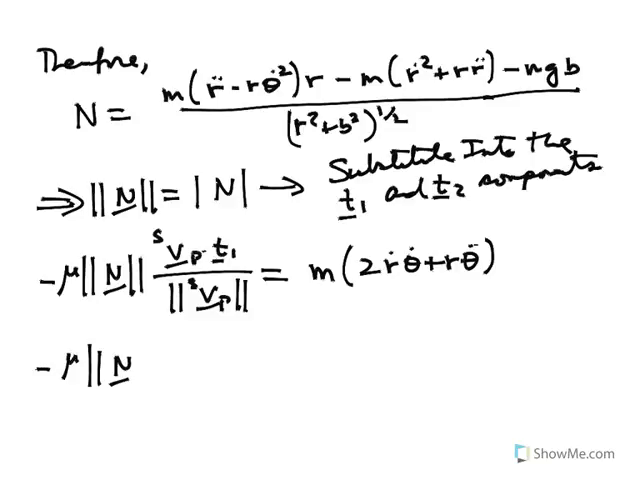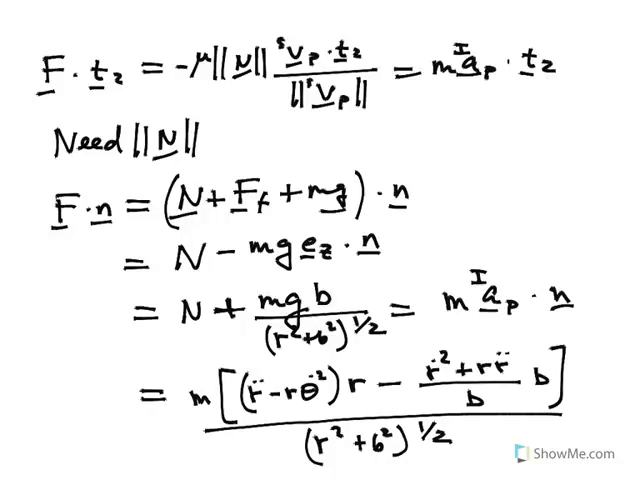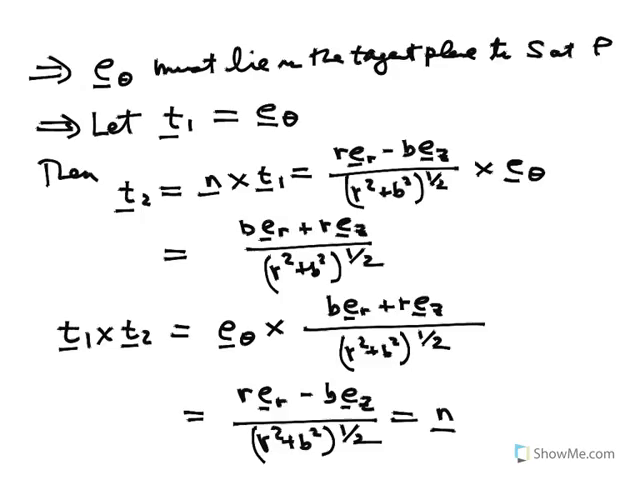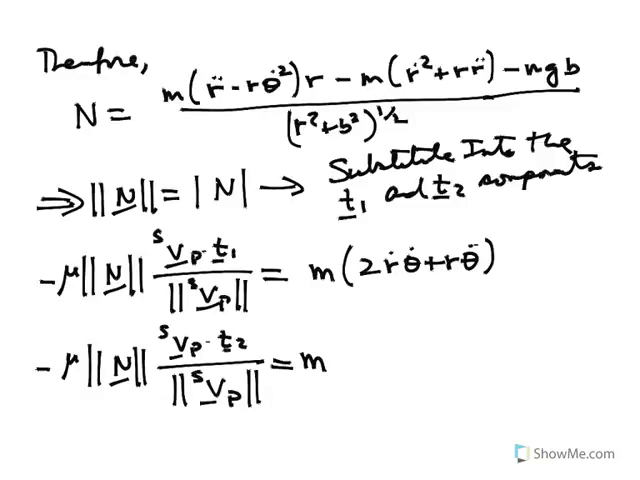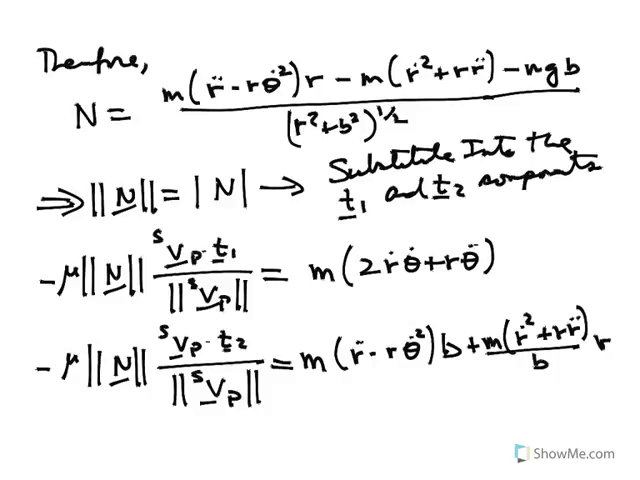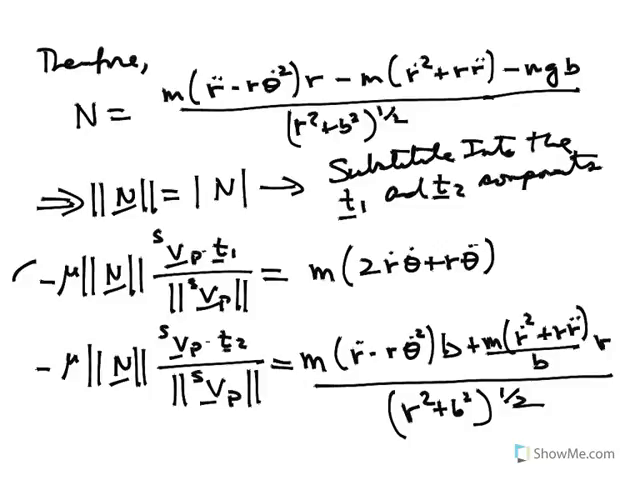The second one is minus mu times the magnitude of the normal times VPS dotted with T2, all divided by its magnitude, is equal to the mass times the inertial acceleration in the T2 direction. We remind everybody that the T2 direction is equal to b e r plus r e z divided by that square root. So we wind up here with m times (r double dot minus r theta dot squared) times b, and then plus m times (r dot squared plus r double dot) all divided by b times r, and this whole thing is divided by (r squared plus b squared) to the 1/2. And in both of these cases, I need to substitute the result of the magnitude of n into this, and I get the two differential equations. So these become the two differential equations.